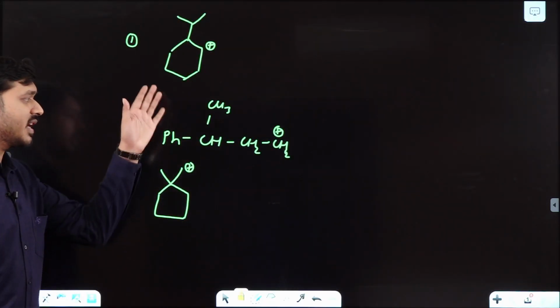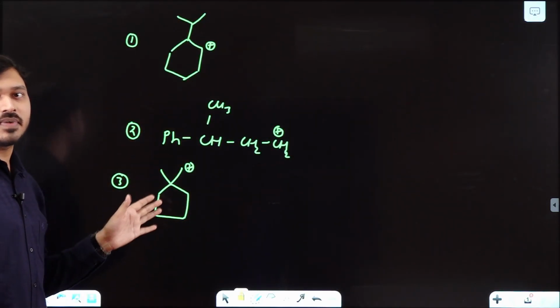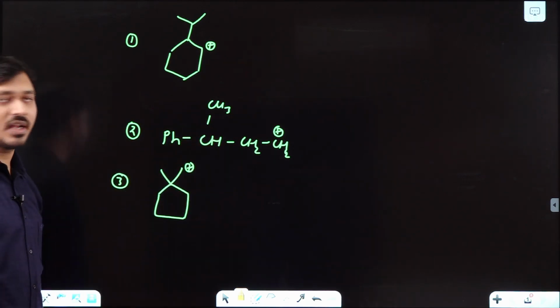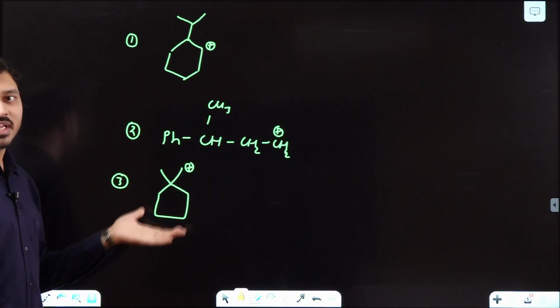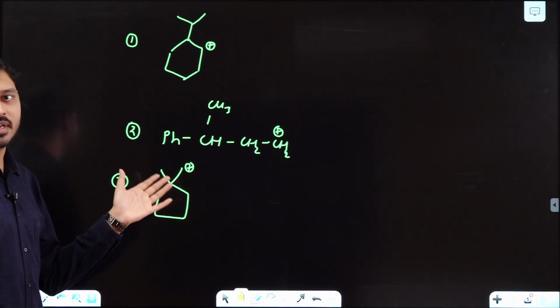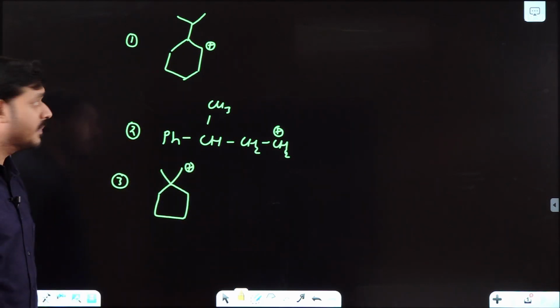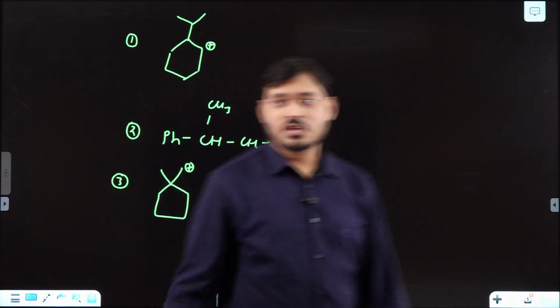Okay, so dear students, here I have drawn 3 cases. In these cases, find out by yourself the most stable carbocation. If there is a possibility of ring expansion, you can consider hydride shift or any group shifting. Okay, do it by yourself first.